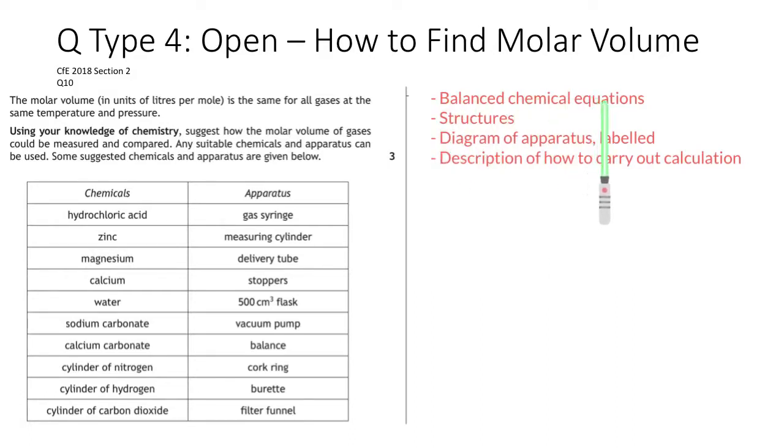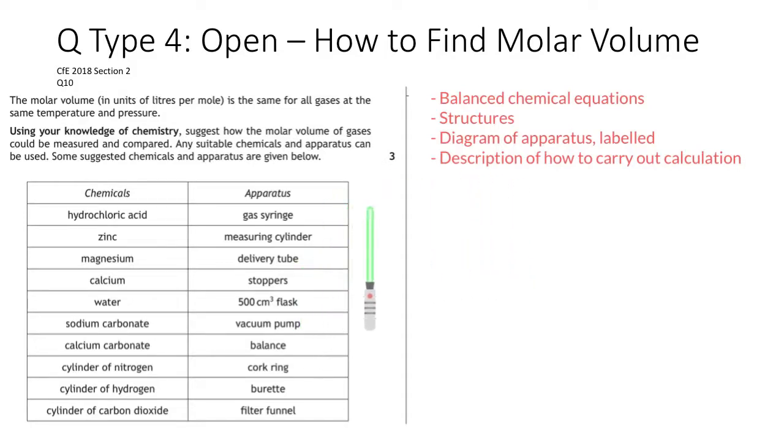Can you put in balanced chemical equations? Can you put in structures? Can you put in a diagram of apparatus and label it? Can you describe how to carry out a calculation? So not just putting in an equation you've copied out from the first page of the data booklet, but how you would use that equation. Now, these won't apply to every open-ended question that you get, but you can usually get at least 2 of them in.